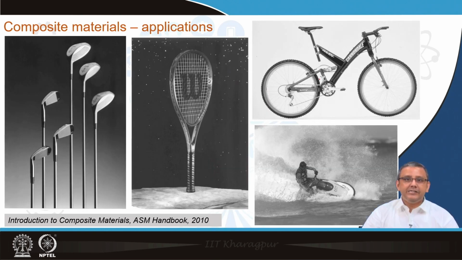Many sporting applications these days depend upon composite materials, like golf clubs, tennis rackets, and bicycles, like these bicycle frames for very lightweight bicycles for cross country racing, which are made of carbon composites. They are extremely expensive, but extremely lightweight, and this allows the biker to move over mountain terrains or rocky landscapes. And also for these speed boats, as is being shown over here, these are all examples where composites play very important roles.